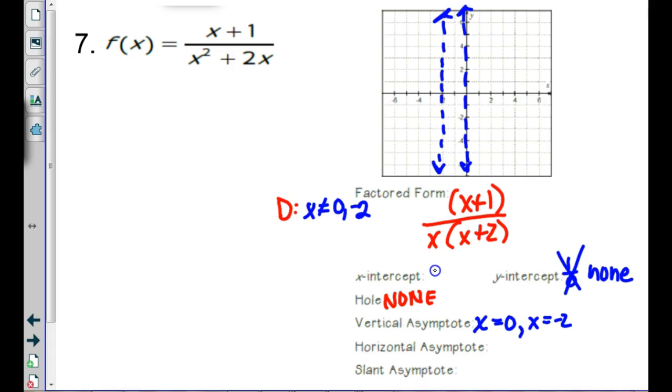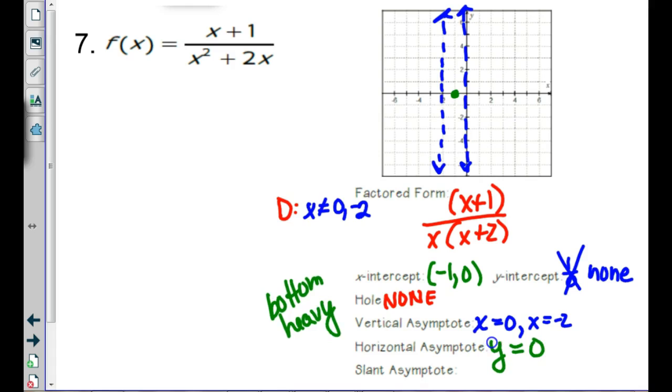Make the top 0. -1. Okay, so -1 over here is an x-intercept. Horizontal asymptote or end behavior. Yes. Bottom heavy. So there's a horizontal asymptote at y equals 0, which means there's not a slant asymptote. Okay, y equals 0 is this guy.